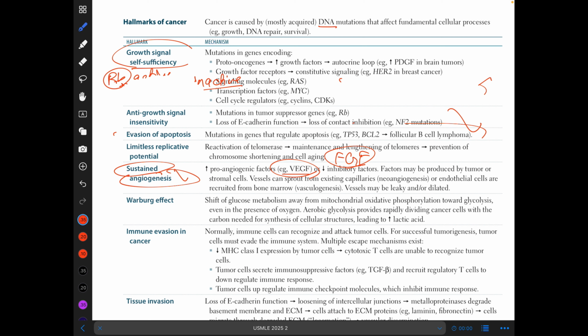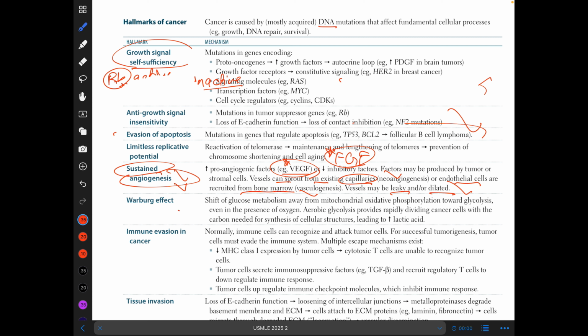Okay? These vessels can be sprouted from existing capillaries through angiogenesis, or endothelial cells are recruited from the bone marrow through vasculogenesis. The vessels may be leaky or dilated, depending on the features of the cancer. But angiogenesis is the more important point, and the important factors are VEGF and FGF.